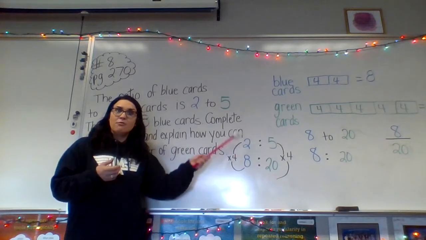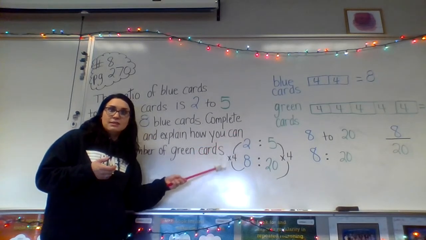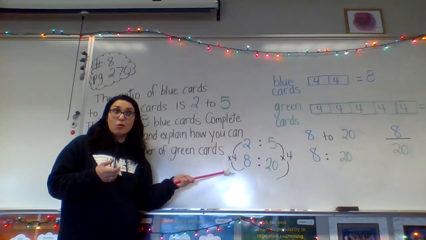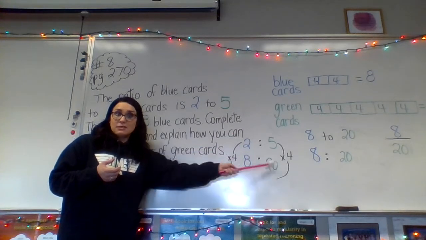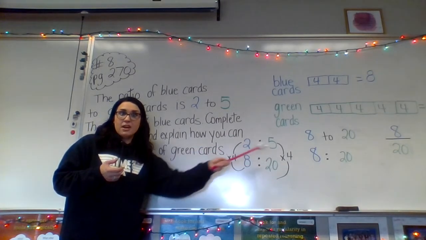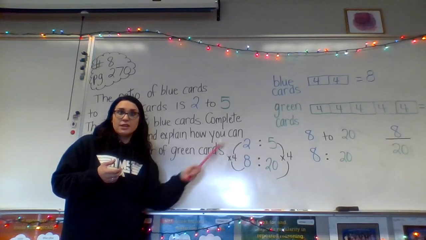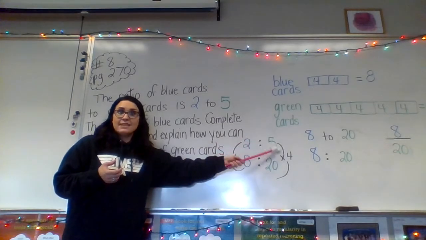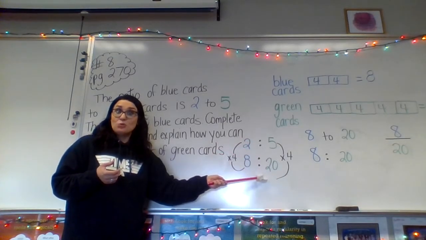And again, think to yourself, how do we get from 2 to 8? We multiply by 4. And then the same thing: got to keep it equal, got to keep it fair. Whatever you do over here, you've got to do over here. So 5 times 4 gave us 20.